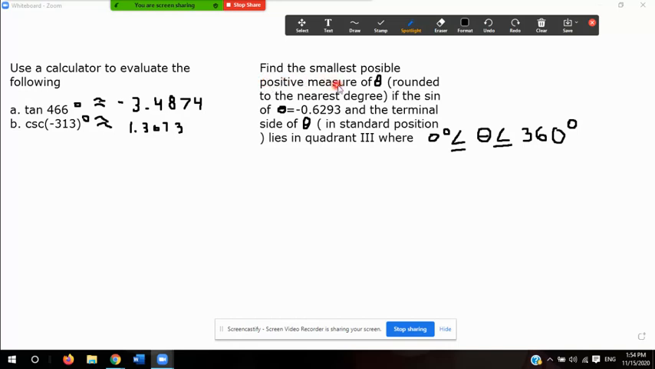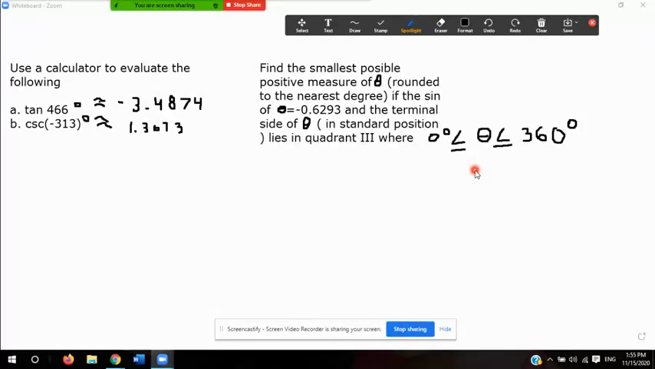It says, find the smallest possible positive measure of z, or theta, rounded to the nearest degree, if the sine of z, or theta, equals negative 0.6293, and the terminal side of theta, or z, in standard position lies in quadrant 3, where theta is greater than or equal to 0 and less than or equal to 360.